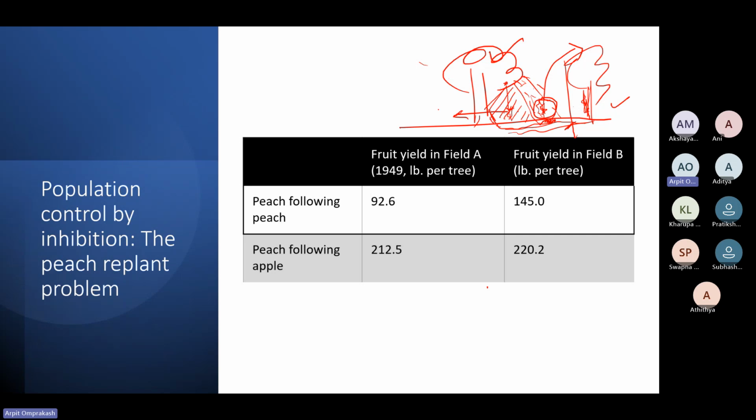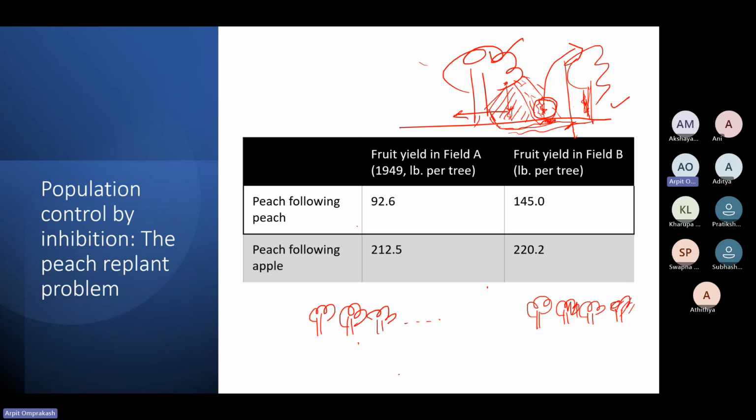Right. So this is the hypothesis and this is basically the way in which people say that plants have intraspecific allelopathy. So this was seen in peach, where basically they had an area where they planted peach tree, followed by peach tree, followed by peach tree, and so on. And in another area, they planted peach tree, followed by apple tree, followed by peach tree, followed by apple tree, and so on. Right.